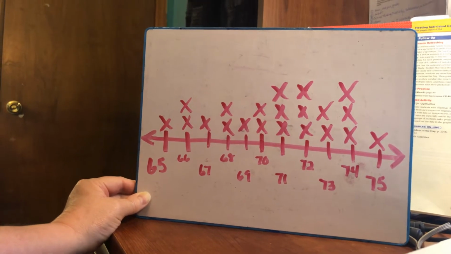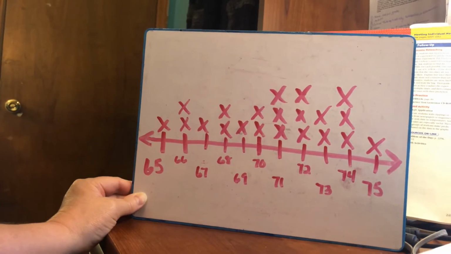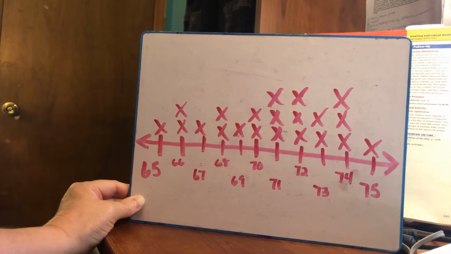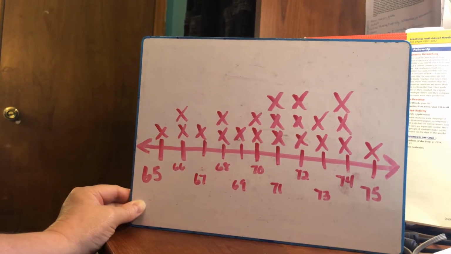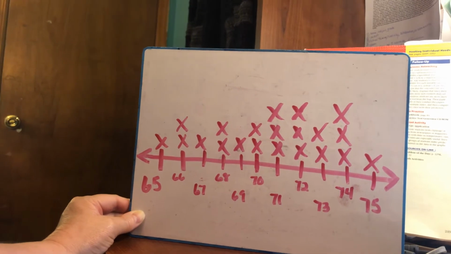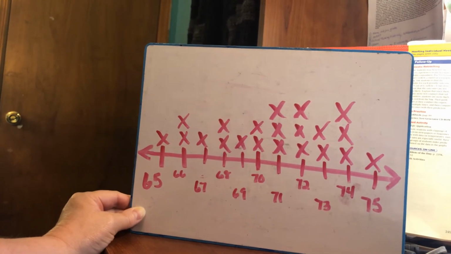Okay, so this is the way the data fell when the science teacher took all the temperatures. There was one day that had 65 degrees, there were two that had 66, one day had 67, two 68, one 69, and so on throughout the chart. Every X indicates one day with that temperature.